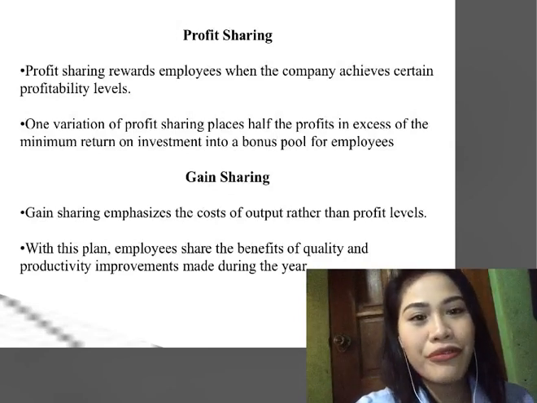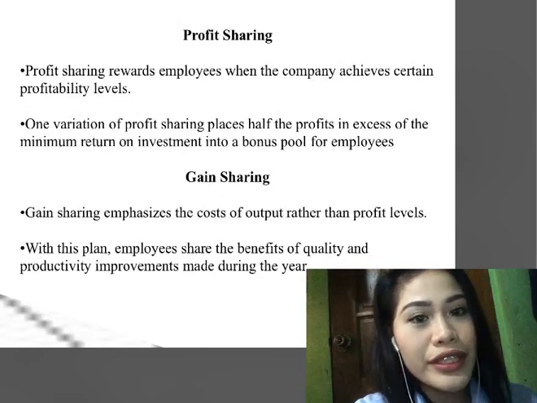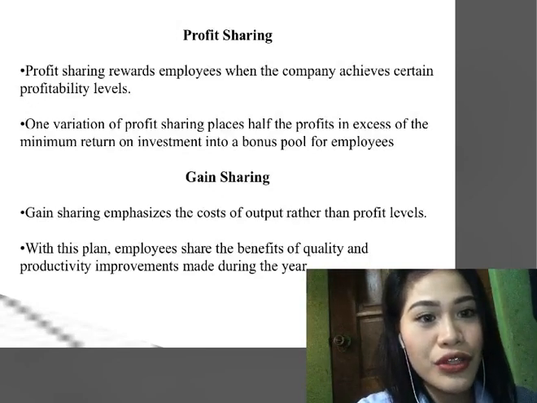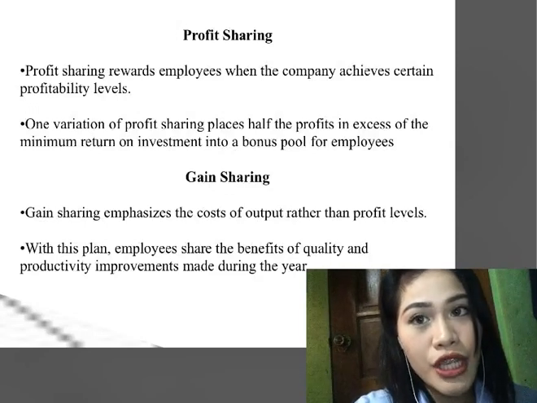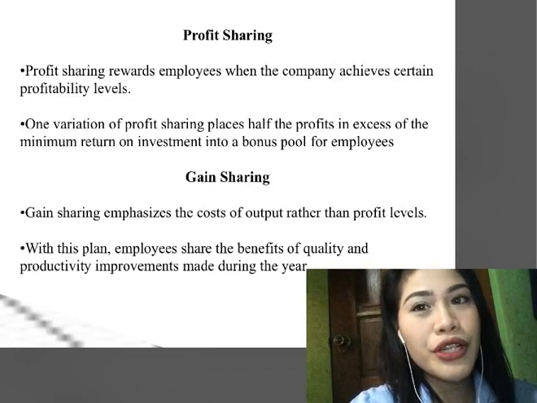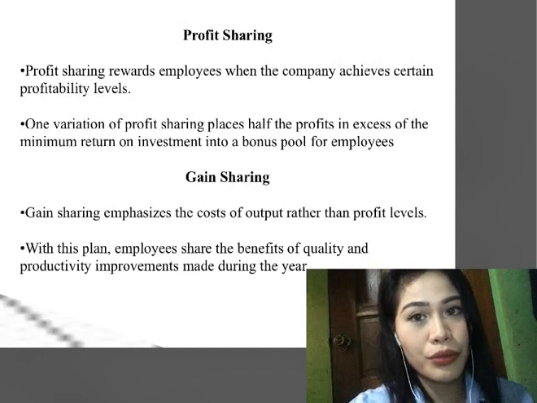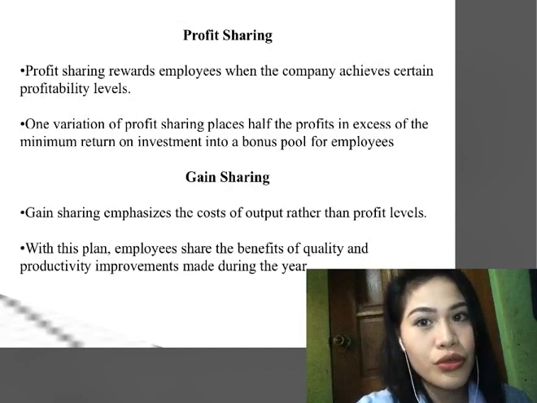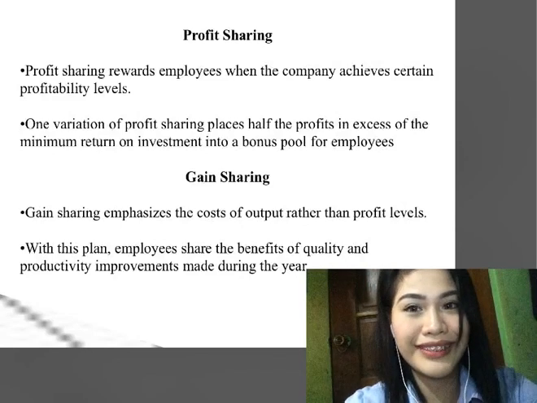Next is gain sharing. Gain sharing emphasizes the cost of output rather than the profit levels. With this plan, employees share the benefits of quality and productivity improvements made during the year. The pool of money for the bonuses comes from the cost items under the control of employees. The individual bonuses should represent an appropriate share of the gains.